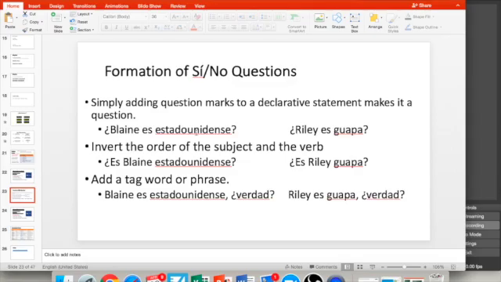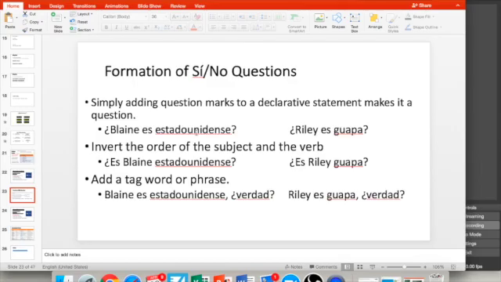In natural speech, you can tell this because the inflection of your voice changes. Blaine's from the United States, or Blaine's from the United States, right? You can tell a difference in the statement and the question. Same way in Spanish. Blaine es estadounidense. Blaine es estadounidense. You can sort of hear the difference there in the question, or in written Spanish, just look for the question marks. Another option you can do is you can switch the subject and the verb.